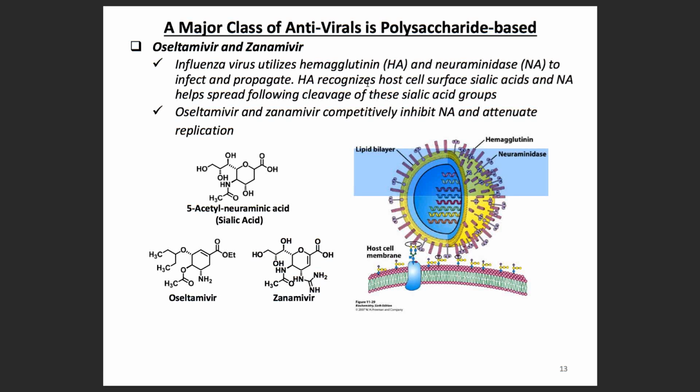Once it enters the cell, it undergoes a whole lot of amplification, and a lot of viruses are generated. They come back to the surface of the host cell, and at that point they're attached, but then they are released into the bloodstream by the action of neuraminidase. So if you inhibit that, the propagation of the virus will be prevented.